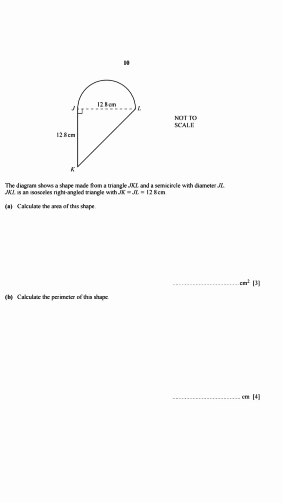First thing we are asked to find is the area of this shape. So how can we find it? Area of triangle JKL plus area of semicircle. That will give us the total area. So here we calculate it.